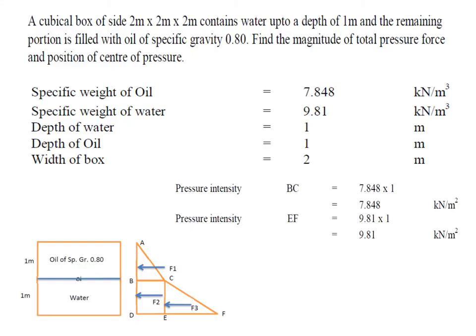So you take the area of the pressure diagram and multiply by the width. Then you will get F1, F2, F3, and add these, and you should get the answer which I got in the earlier case. So this will be so easy to solve the problems. That's why we are going ahead with the concept of pressure diagrams.